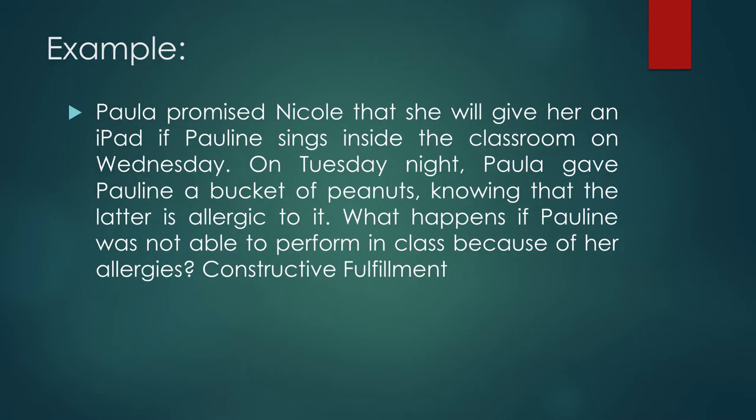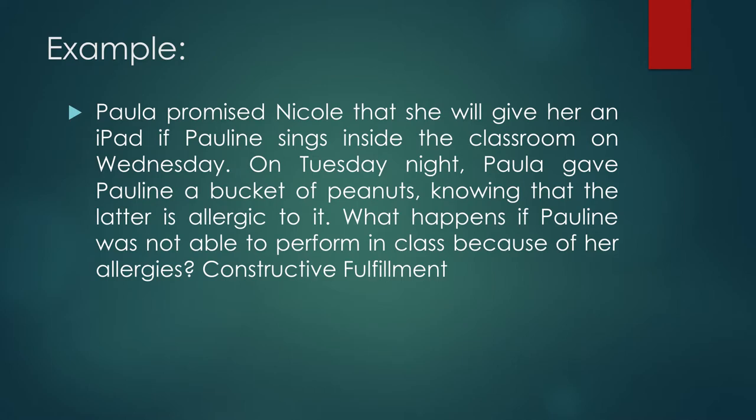Okay. For example, Paula promised Nicole that she will give her an iPad if Pauline sings inside the classroom on Wednesday. On Tuesday night, Paula gave Pauline a bucket of peanuts knowing that the latter is allergic to it. Okay? So what happens if Pauline was not able to perform in class because of her allergies? There is constructive fulfillment. Why? Because Paula intentionally prevented, voluntarily prevented, and knowingly prevented Pauline from being able to perform in the class by giving her a bucket of peanuts, which will trigger Pauline's allergies.